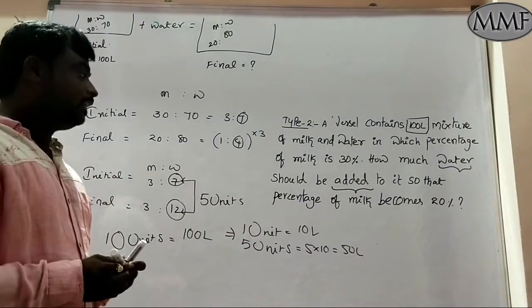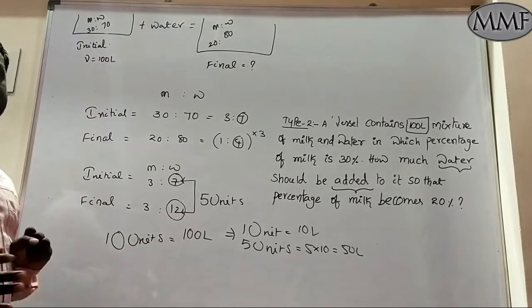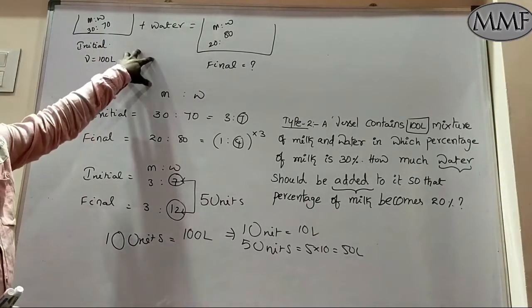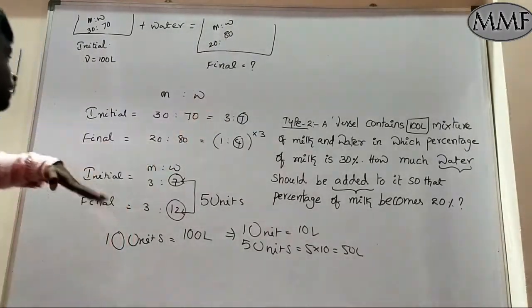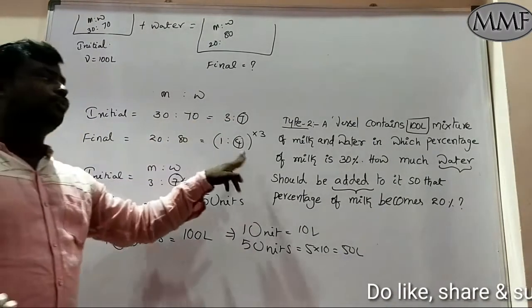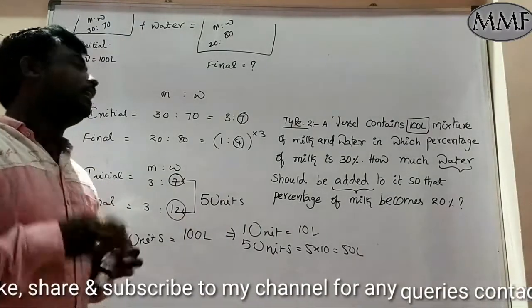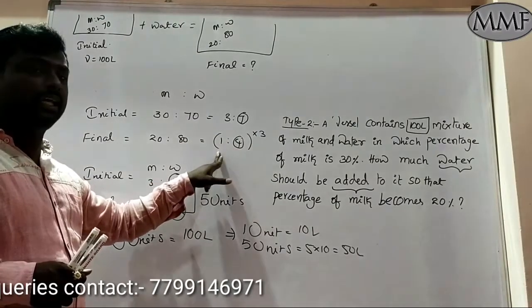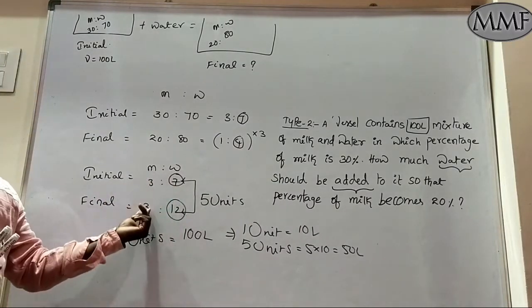Clear? So like this we are going to use the addition property. Clear? Once again I will repeat. Please listen carefully. The initial mixture is 30:70. You are adding water. Then the final mixture will become 20% milk, remaining 80% water. That's why I am writing initial is 3:7, final is 1:4. If you are adding water, the water must vary and milk must be constant. But if you see here, milk is 3, milk is 1. If you want to make it 3, you should multiply with which number? 3. Then the ratio will become 3:7 and 3:12.